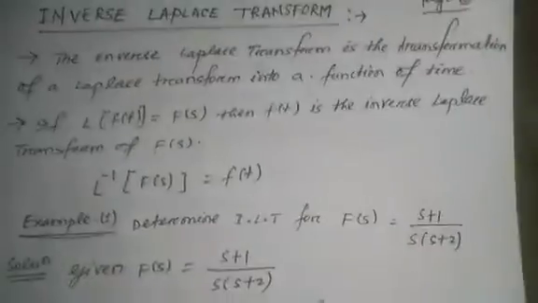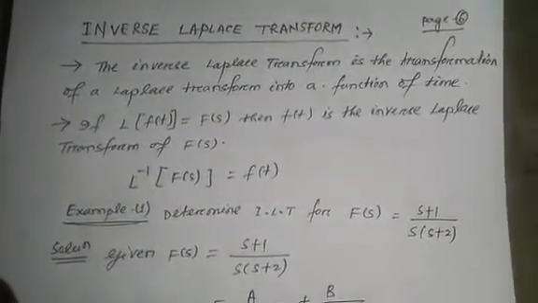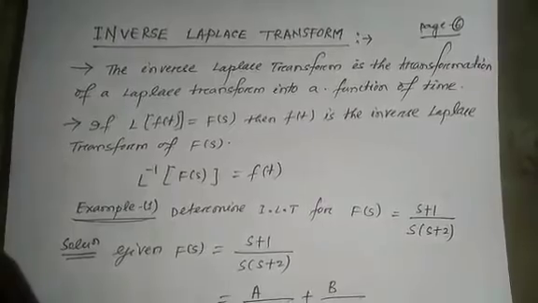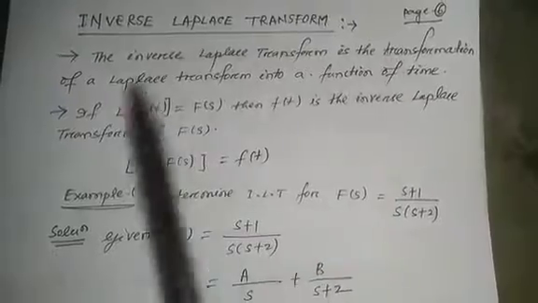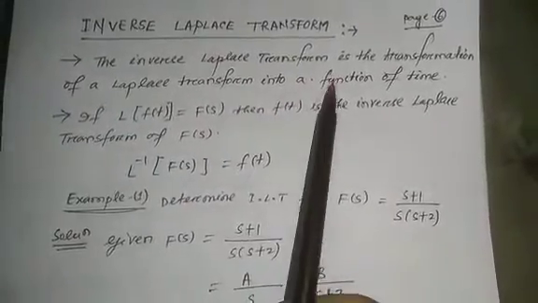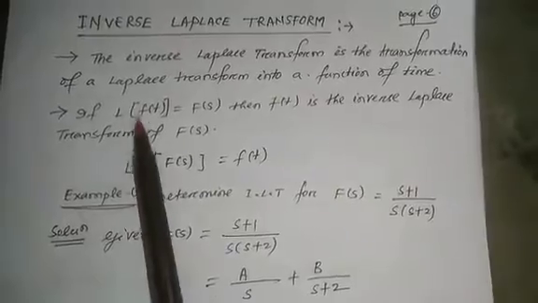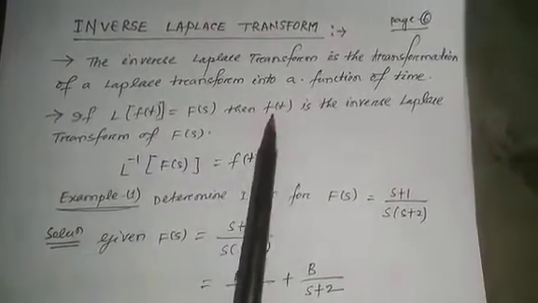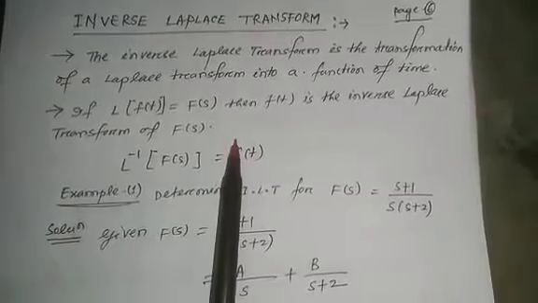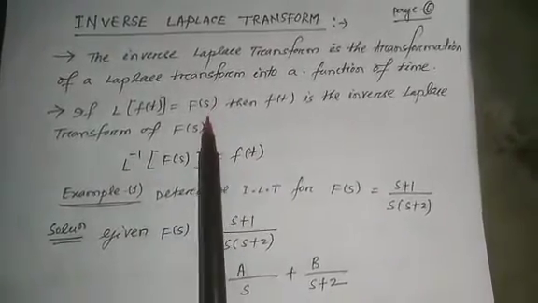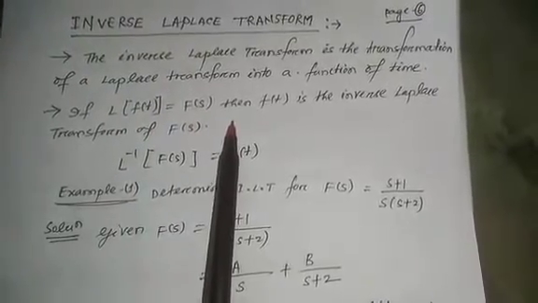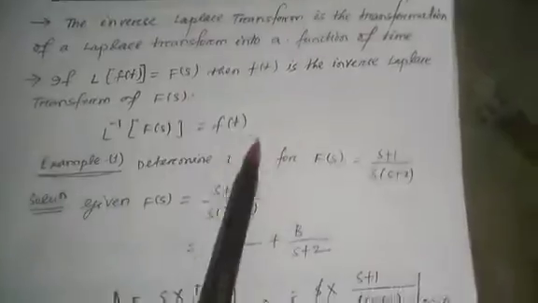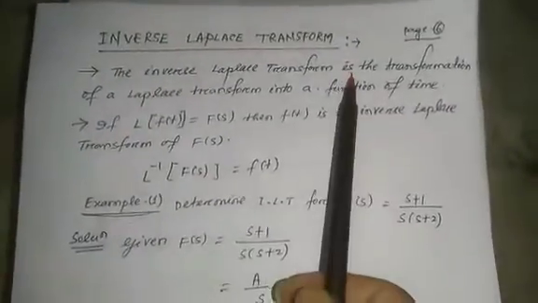in this chapter one important thing is the inverse Laplace transform. Already in the previous class we discussed the Laplace transform, meaning Laplace of f(t) is equal to F(s). Here you see, the inverse Laplace transform is the transformation of a Laplace transform into a function of time. Laplace of f(t) is equal to F(s), then f(t) is the inverse Laplace transform of F(s), meaning L inverse of F(s) gives you f(t). If you calculate Laplace of f(t), you can get F(s). If you take the inverse of F(s), you can get f(t). That is the inverse Laplace transform.